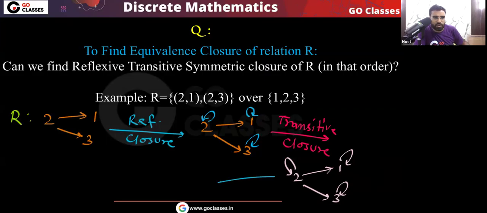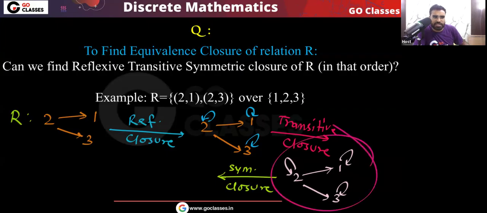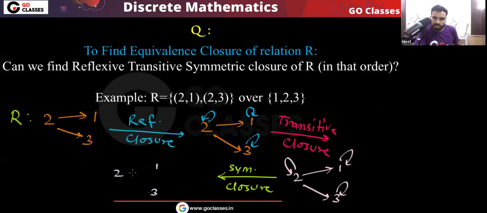Now let's find the symmetric closure. Okay. After transitive closure, you find the symmetric closure. So how to find the symmetric closure when graph representation is given? You will make every edge bidirectional. Yes or no? Okay. In the graph representation, to find the symmetric closure, you will make every edge bidirectional. So it will happen like this, that 2 1 3.